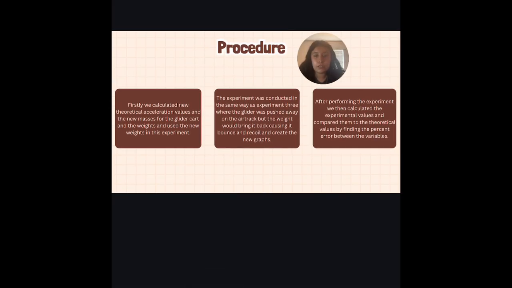For this procedure, firstly, we calculated the new theoretical acceleration values, and we also calculated the new masses for the glider car along with the weights, and used the new weights in this experiment. The experiment was conducted in the same way as experiment 3, where the glider was pushed away on the air track, but the weight would bring it back, causing it to bounce and recoil and create the new graphs. After performing the experiment, we then calculated the experimental values and compared them to the theoretical values by finding the percent error between the variables.